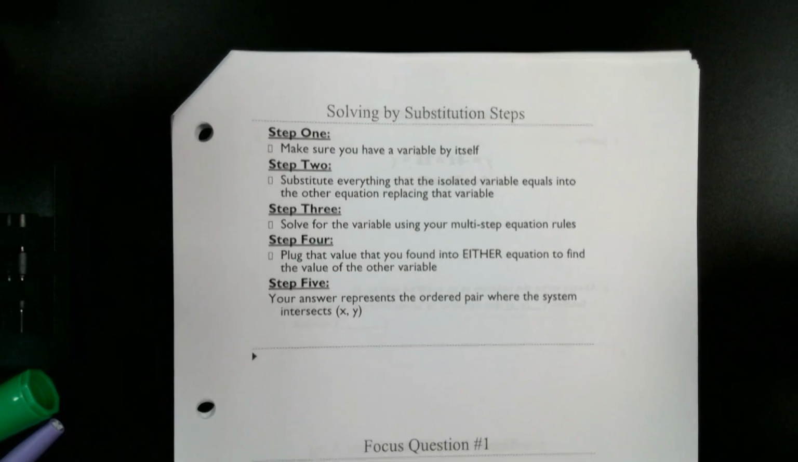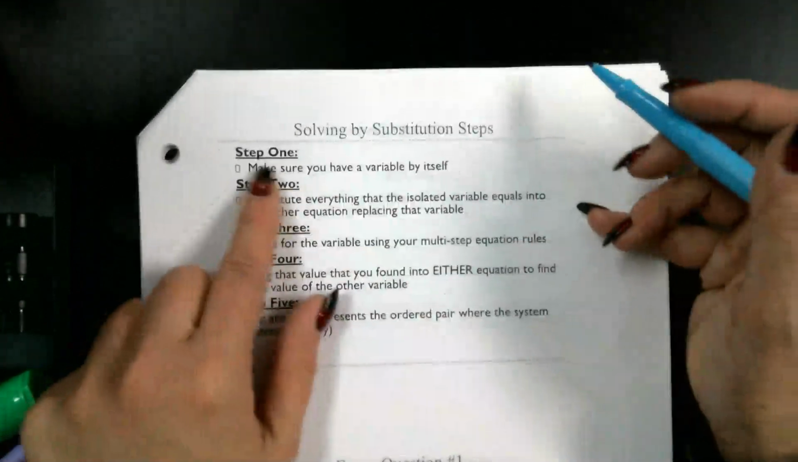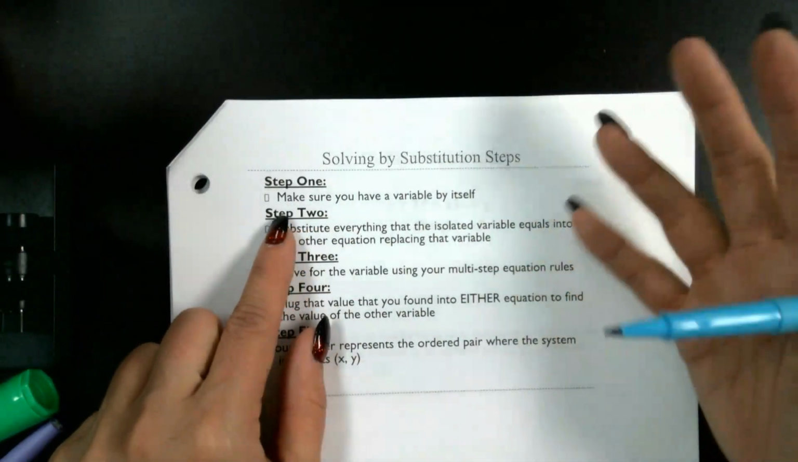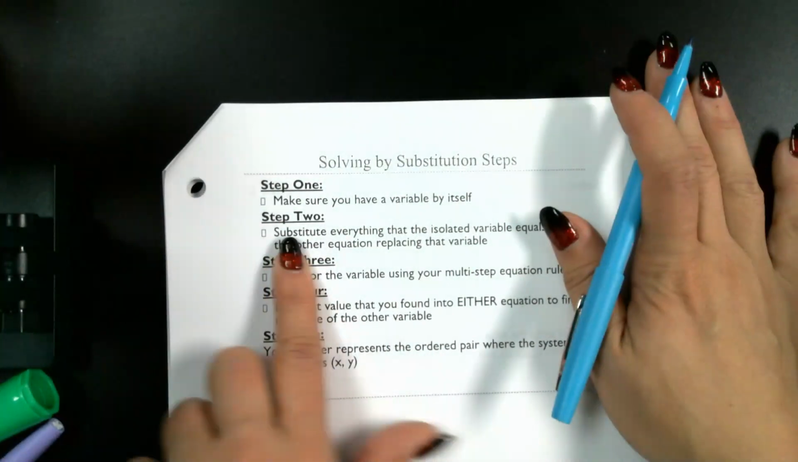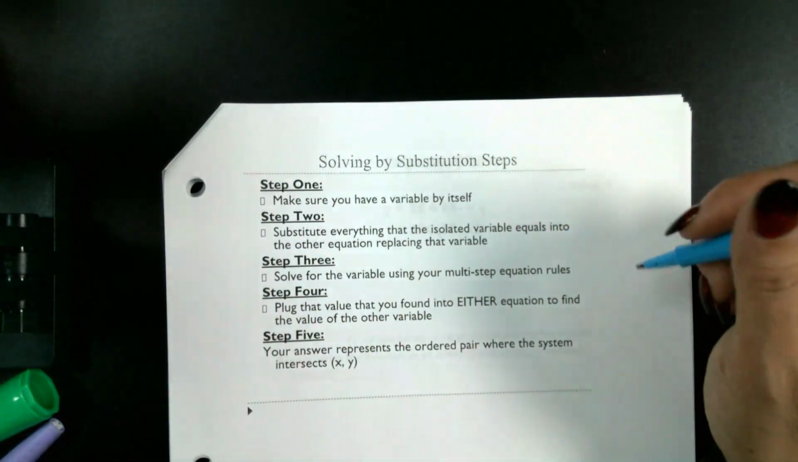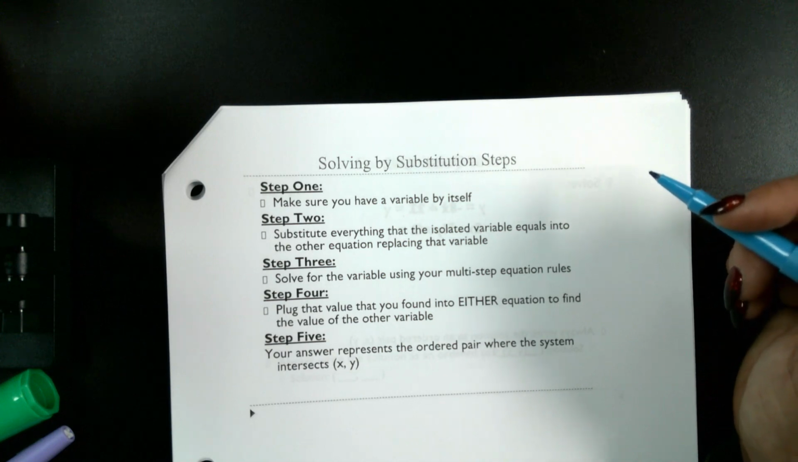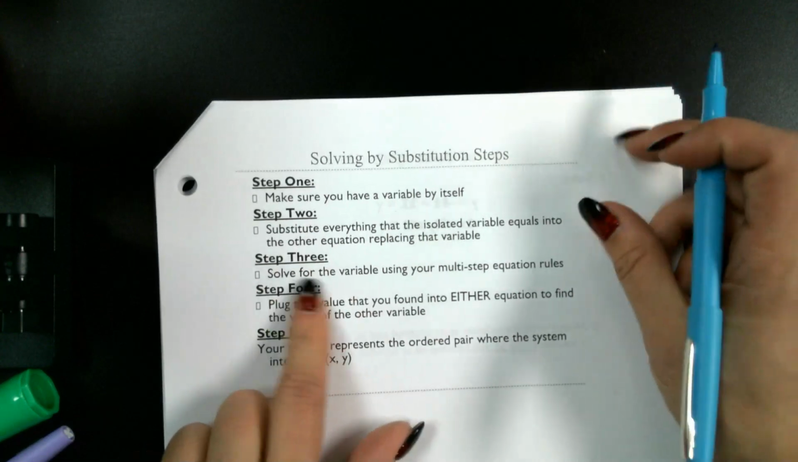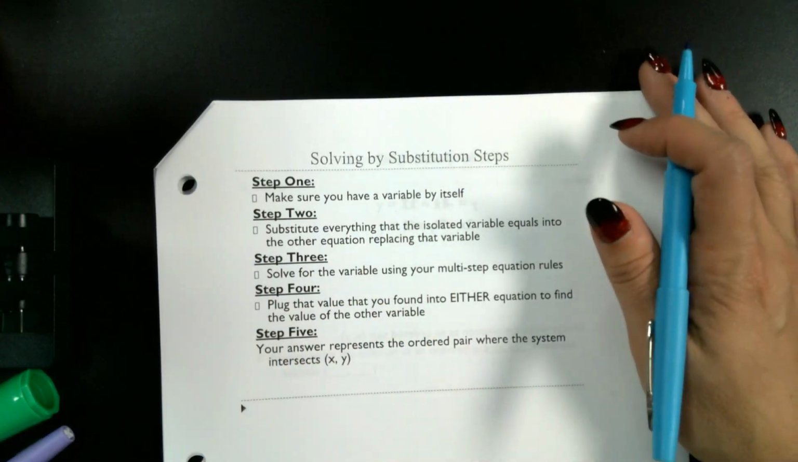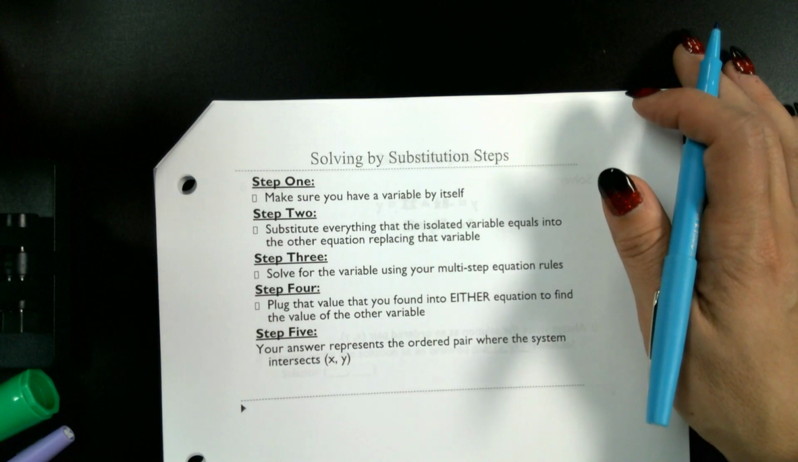So now we're going to do substitution with, sometimes it might just be a number, but then like I told you guys before, sometimes it might be an expression. So step 1, make sure that we have a variable by itself. If we don't, we're going to have to move stuff around to get that. Step 2, substitute everything that the isolated variable equals into the other equation. So you're going to take an expression and plug it into the other equation. Step 3, solve for the variable. If there's only x's in the equation, we solve for x. If there's only y's, we solve for y.